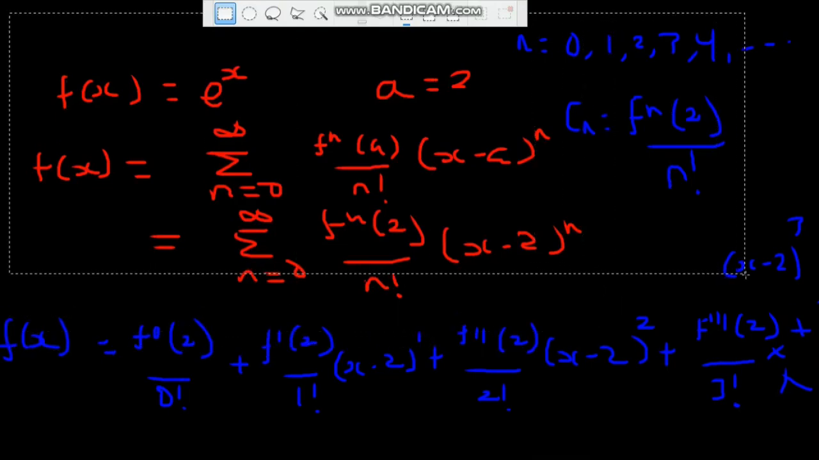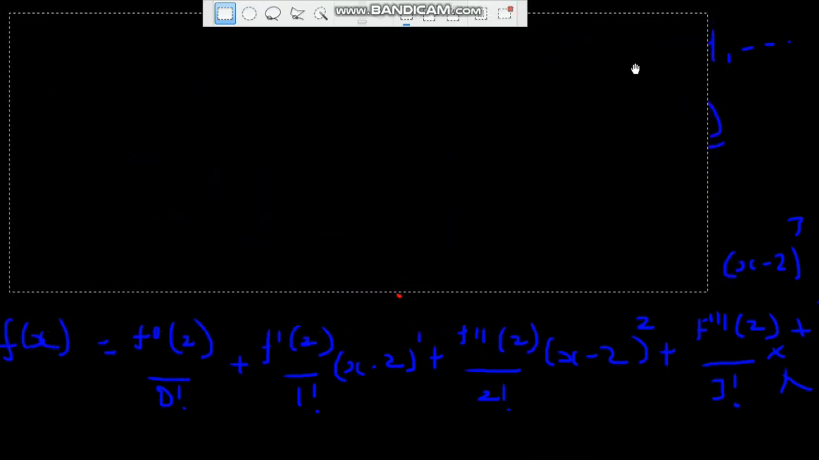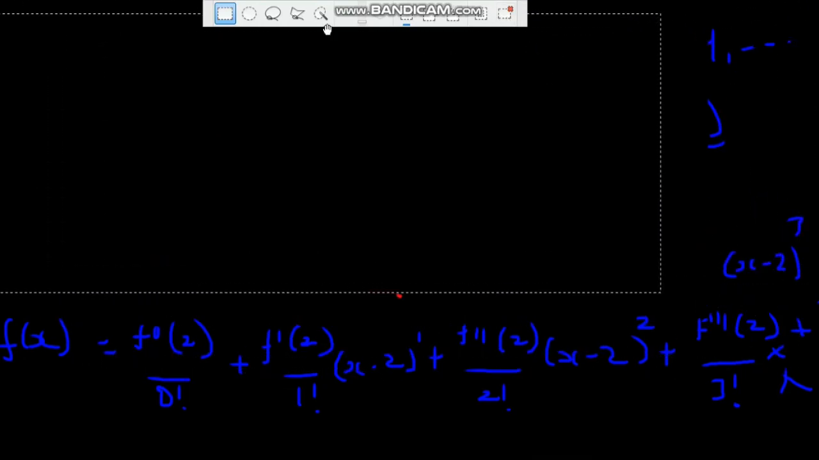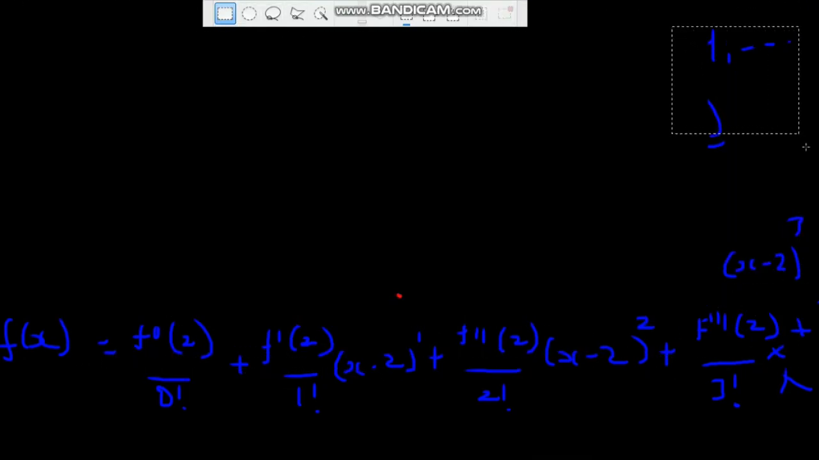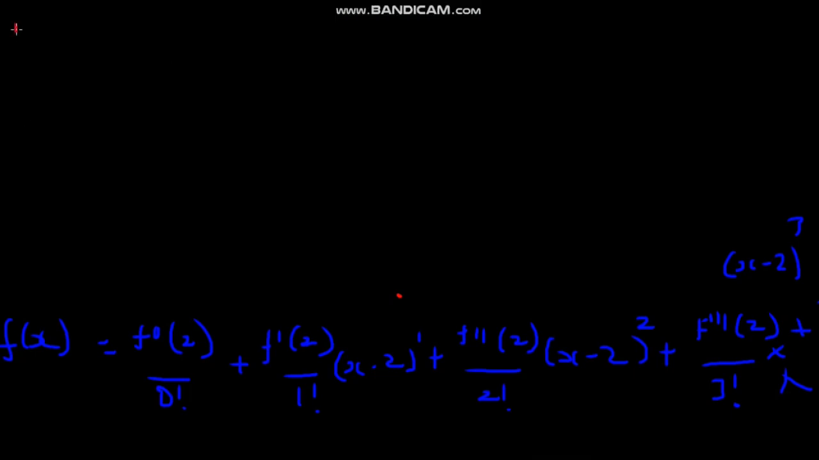So let me get some space. Okay, now let's continue. We know our n values to be equal to 0, 1, 2, 3, 4, and so on. I will end at 3. I believe you can continue, so you continue and just practice so that you get used to it. Now we are focusing on the coefficient.